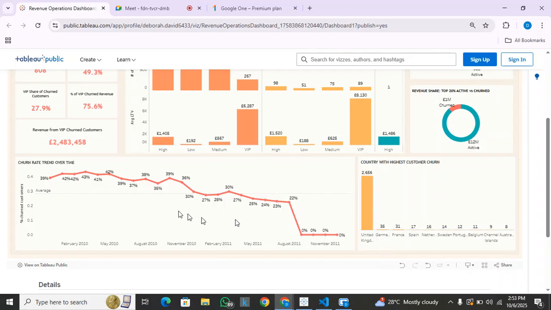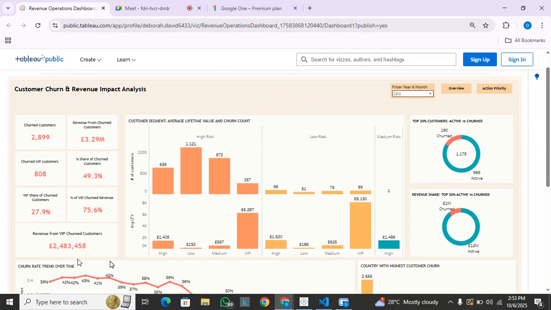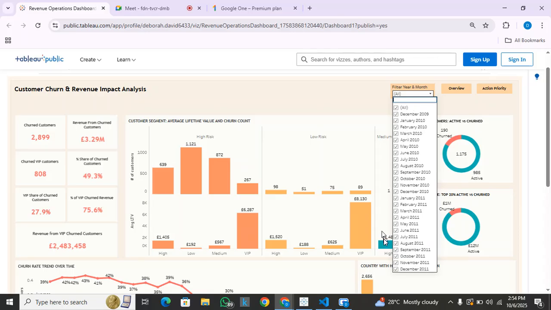And then the countries with the highest customer churn are the United States, followed by Germany, France, Spain, and so on. So I've been able to highlight the risk using this dashboard and the impact it has on revenue. When these customers are lost, we are losing 3 million pounds. And then you could filter this dashboard by the year.